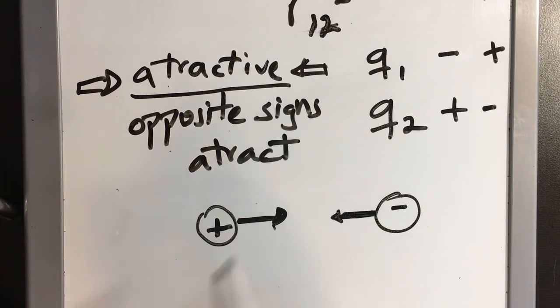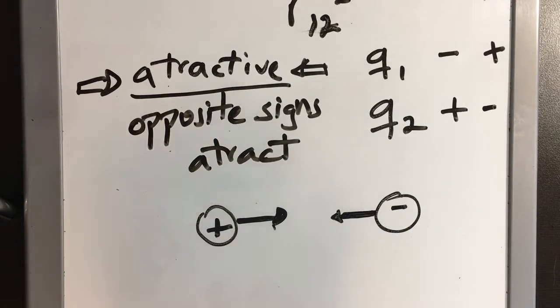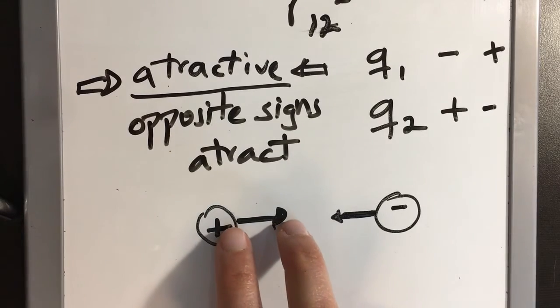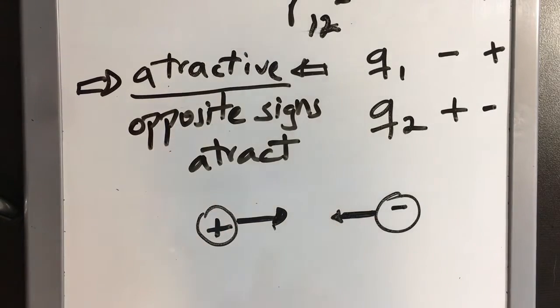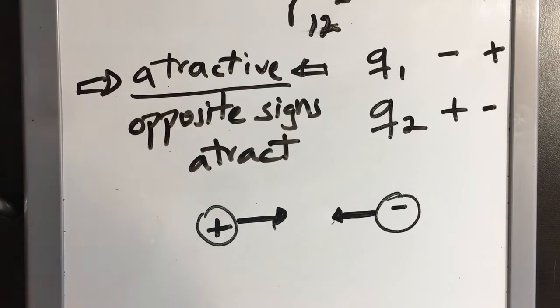Those two forces have equal magnitude, so I should check the size of my two vectors, from here to here, from here to here, kind of a little bit smaller. I think that's fair enough.